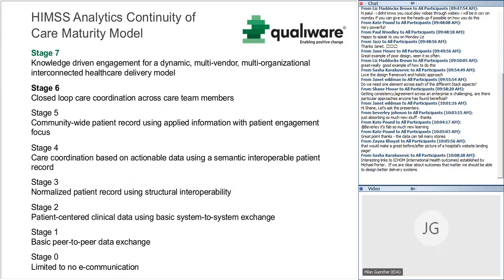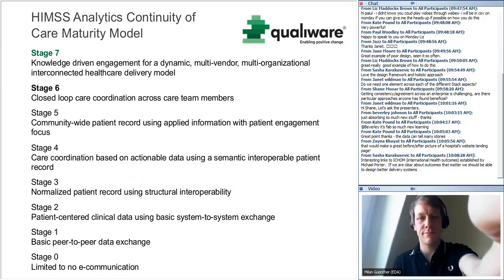They are international, and by and large, the efforts in Denmark are about saying, well, we are already now around stage 6 overall, and we want actually to reach stage 7 and maybe even get HIMSS to talk about stage 8 and 9 and so forth, because we are getting to a level where we need to have not just the closed loop care coordination across different care team members, but the whole knowledge-driven engagement for the dynamic and multi-vendor, multi-organization, very interconnected delivery model. So that's basically the effort.